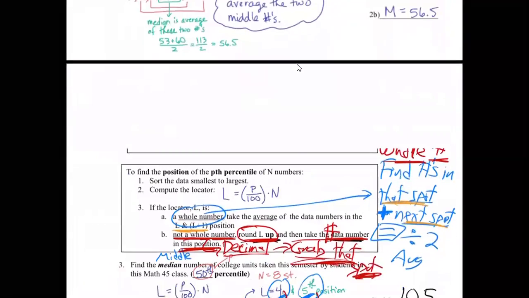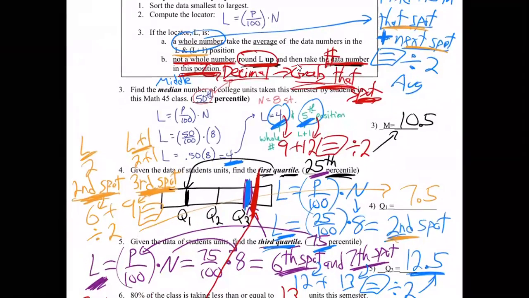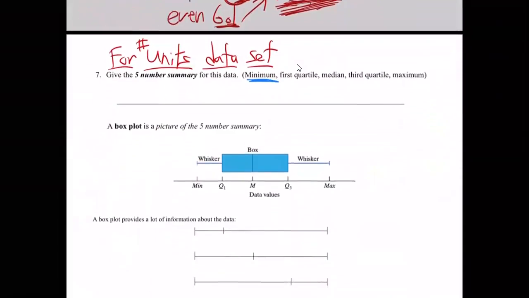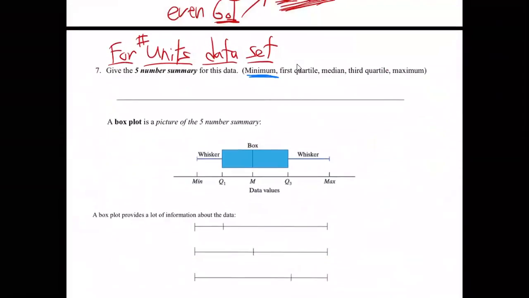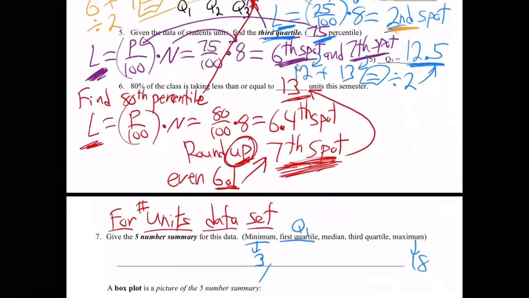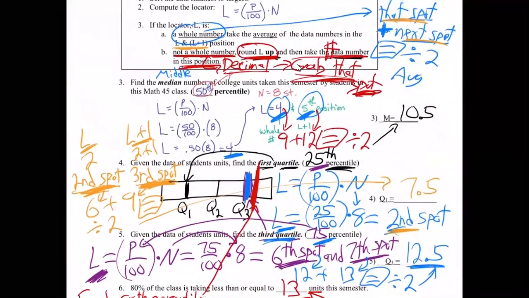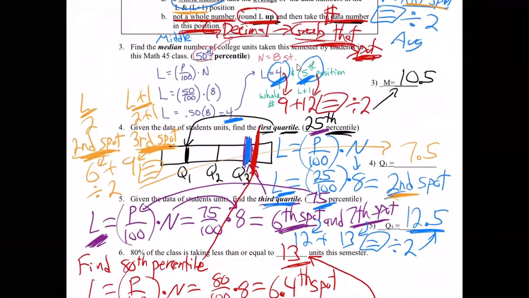All right, so let's go back down. And we'll say, okay, so the minimum was 3. The maximum is 18. What's the first quartile? Well, that's Q1. We already found that a minute ago, didn't we? Right back here. Oh, right here.